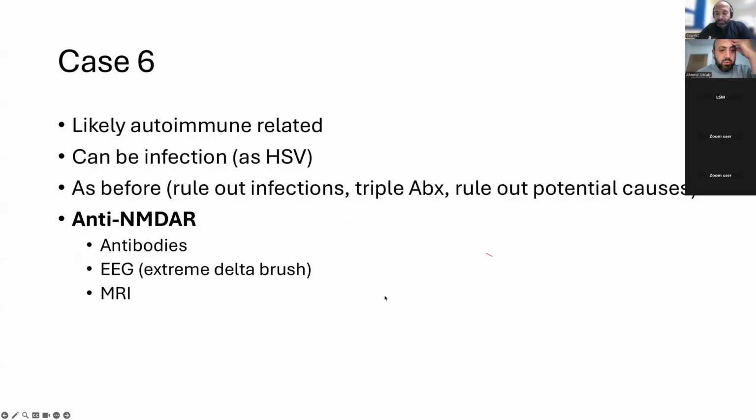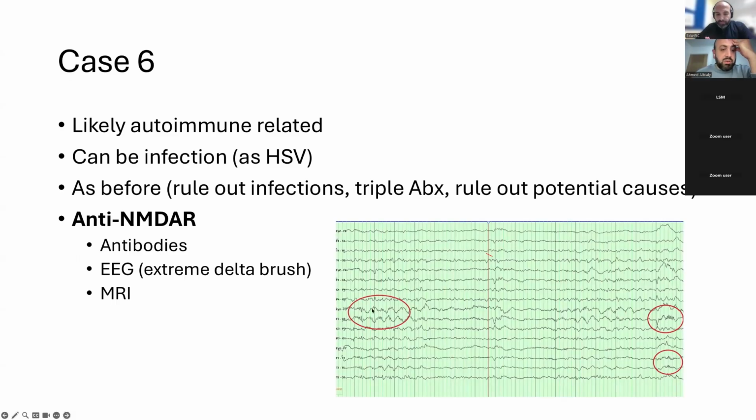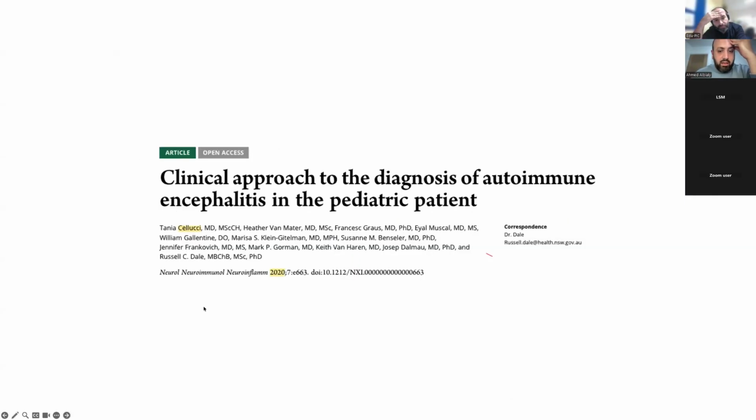In EEG, it might show what's called extreme delta brush, which is a very characteristic finding in this case, although it's not necessarily there all the time. And MRI can show some changes that are not very specific, but can suggest the diagnosis as well. I will stop here at the autoimmune encephalitis.